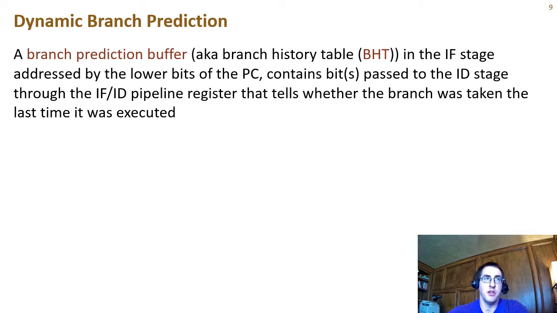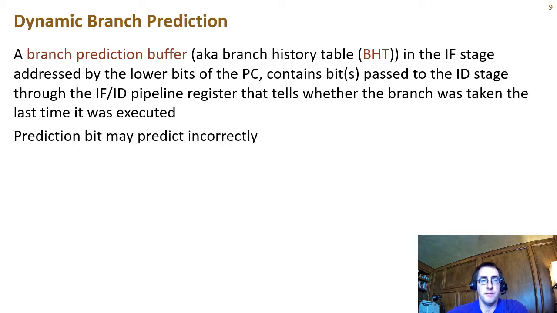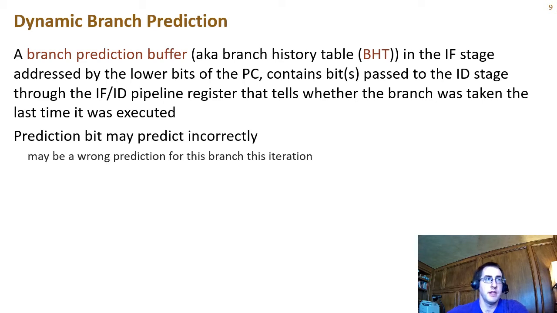This is a structure that stores history bits about branches in the instruction fetch stage. It's addressed by the low order, the least significant bits of the program counter, because that's the only information you have in the instruction fetch stage. And this table contains some bits that are passed into the instruction decode stage to tell whether the branch was taken the last time it was executed or not. The prediction bit may predict incorrectly. Past is not always prologue. It may be a wrong prediction for the branch in this iteration of a loop, for example.